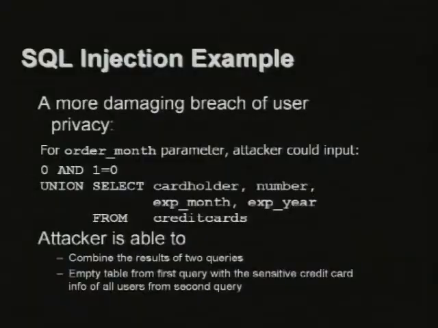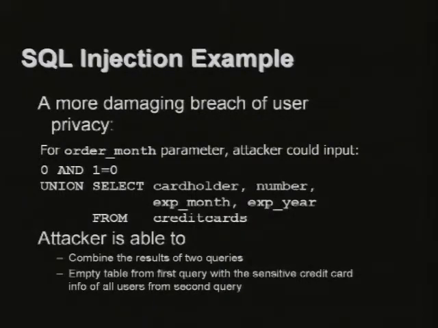In fact, let me provide just one more example here. So let's say it is a pizza delivery site, and I simply want to get access to all the credit card numbers that were used by legitimate users. Well, what I could do as an attacker is, for the order month parameter, I could provide the input 0 and 1 equals 0, union select cardholder number, expiration month, expiration year from the credit cards table. So what's going on here?